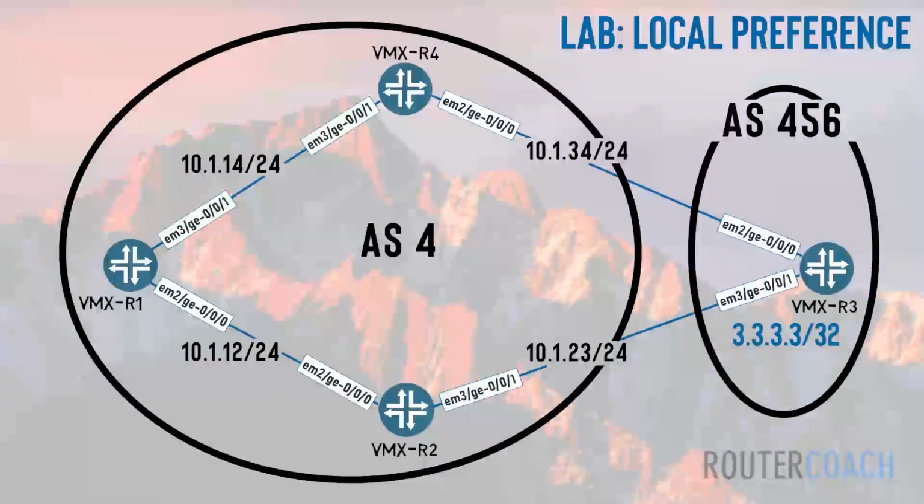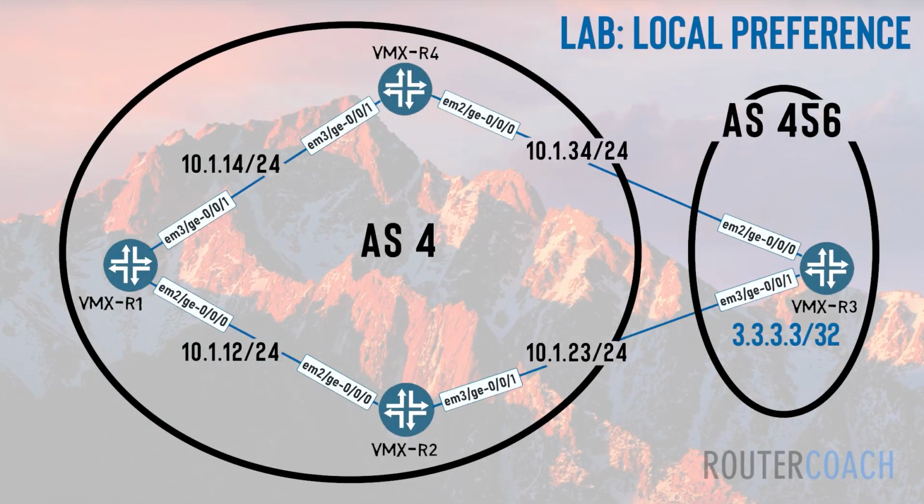So we're using the same topology actually, but now R4 has moved into AS4, and it has a direct connection to R1. So we have R1, R2, and R4 in AS4, and then R3 is on its lonesome in AS456. And I have these routers actually open.